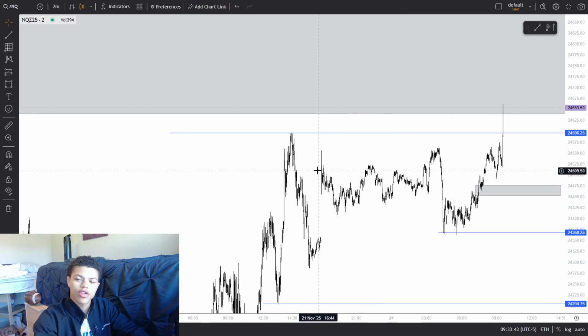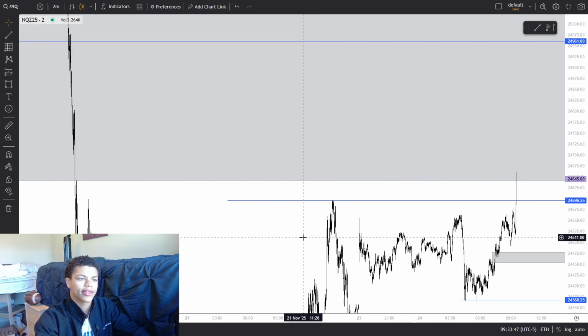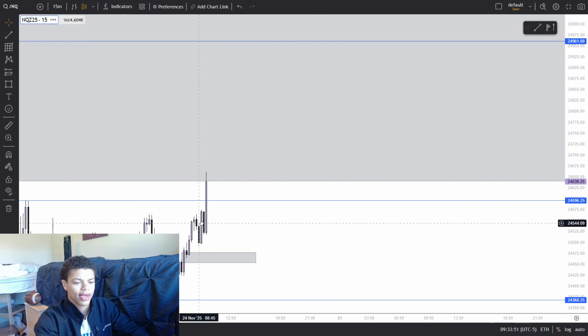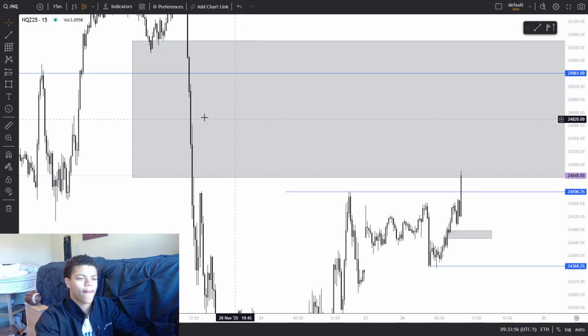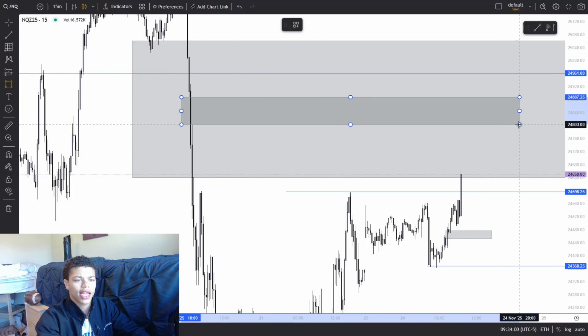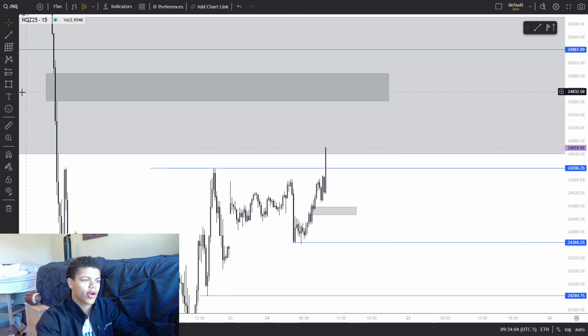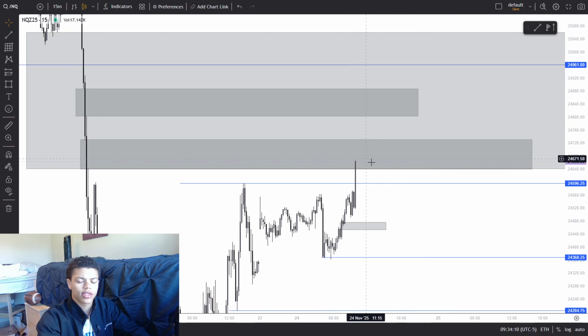Real strong push higher on NQ here. As we expected, we definitely wanted to take out this high. Could definitely see us mitigating this 15 minute gap right here that we have. Possibly seeing IRA execution right here. Inverse this gap, retrace from this gap.